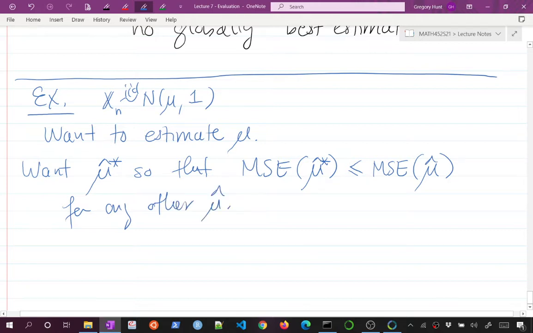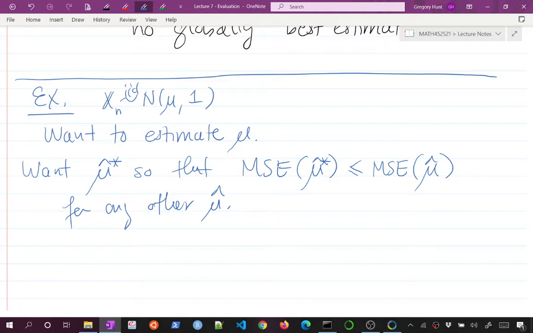Okay, so we want some best estimator, mu hat star, let's call it. It has a gold star, it's the best. And this mu hat star is going to be better than any other estimator mu hat. So there's a bunch of ways we can form estimators. One of them we're going to hope is the best, and we're going to call it mu star.